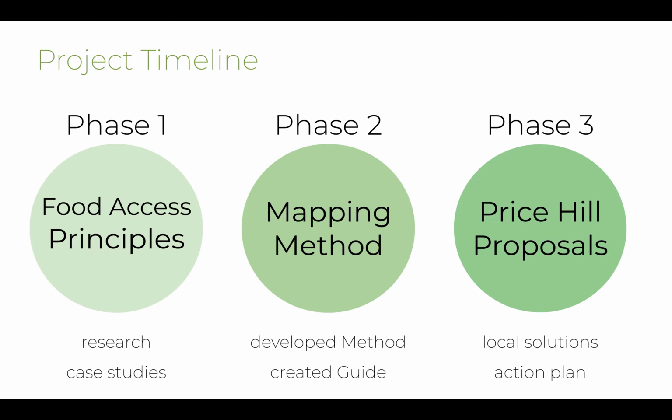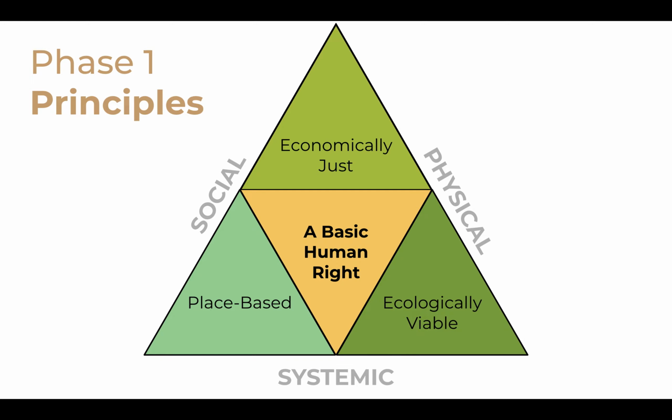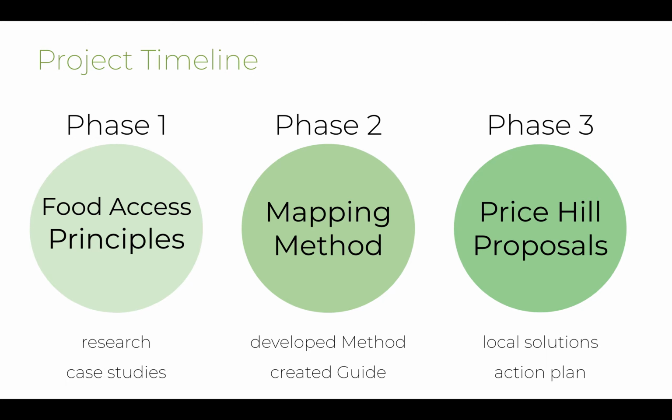The last time we spoke with you guys, we were at the end of phase one. We had just finished evaluating food access principles after completing some research, literature reviews, and analyzing different case studies. Those principles are that food access should be economically just, place-based, ecologically viable, and a basic human right. We are now at the end of phase two.